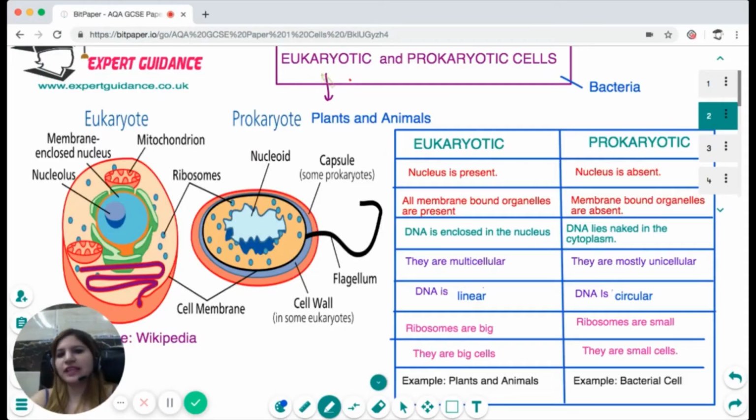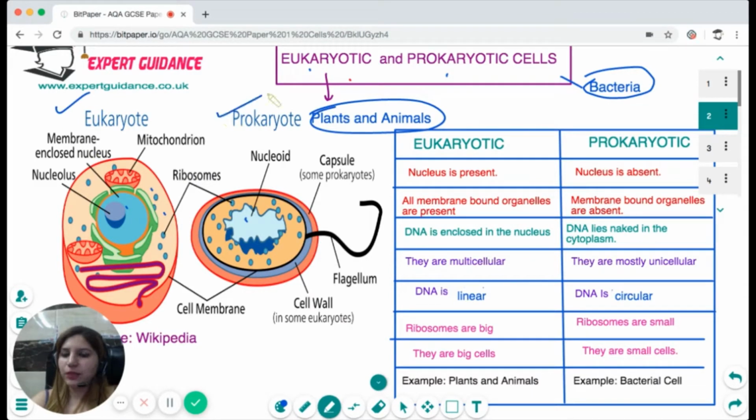Now, the first thing we need to know is what is the difference between eukaryotic and prokaryotic cells. A prokaryotic cell is a bacteria and eukaryotic cells are plants and animals. If you see in this diagram, there is a eukaryotic cell and a prokaryotic cell. The first basic difference between the two is the presence of this structure called the nucleus. The nucleus is present in a eukaryotic cell, but in a prokaryotic cell, the nucleus is absent.